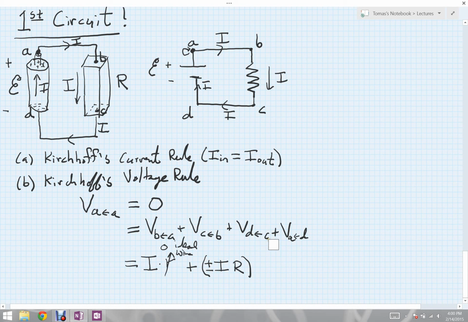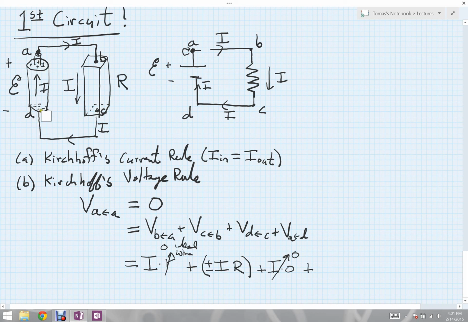Now, we go from C to D. I'm just going along my ideal wire here. My ideal wire, again, is going to have 0 resistance. So I could write it as I times 0, which will be 0. And then finally, I'm going from the negative side, from D up to A. I'm going from the negative side of my battery up to the positive side of my battery.